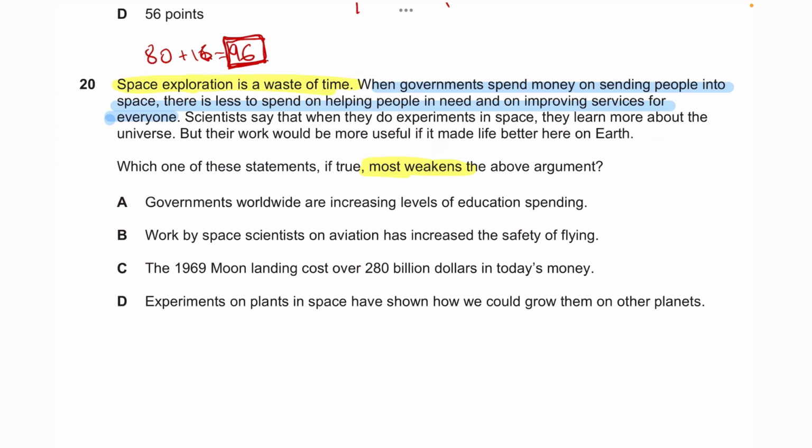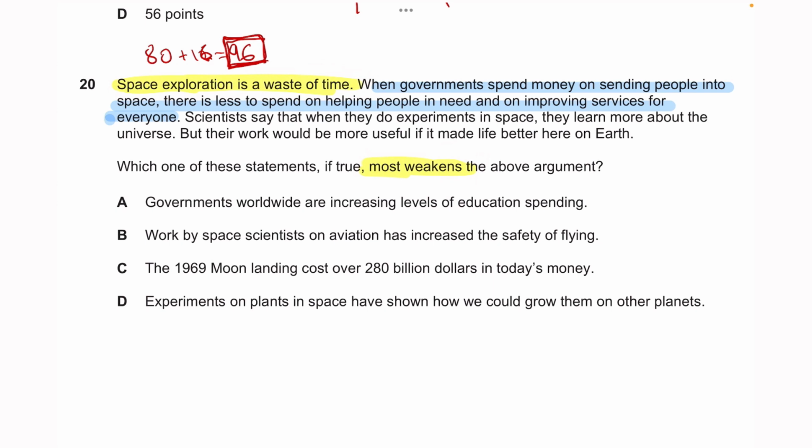And so we've got A, governments worldwide are increasing levels of education spending. B, work by space scientists on aviation has increased the safety of flying. C, the 1969 moon landing cost over $280 billion in today's money. And D, experiments on plants in space have shown how we could grow them on other planets. So we need to find something that goes against this main idea, and actually says, no, hang on a minute, space exploration is not a waste of time. It's actually good for us.